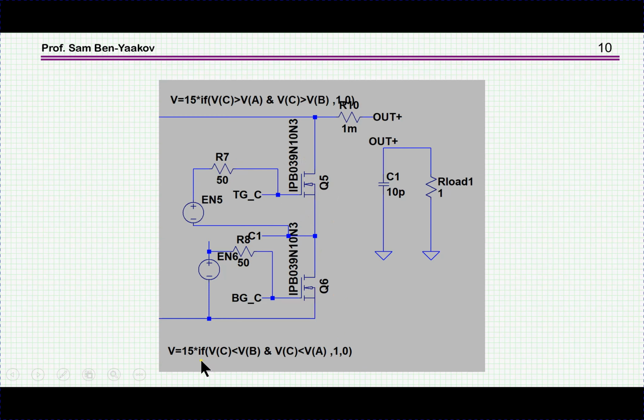And here is the expression. Let me start with this one. If phase C is larger than A and larger than B, then you turn on this one. And you turn this one on if C is smaller than B and smaller than A, as we have seen before. So this will turn on at its time, and this will turn on at its time. This is the output, and this is the load, which is 1 ohm. So this is very, very simple. You just write the expression, and that's it. You don't have to put in logic gates and decisions, or, and, etc.